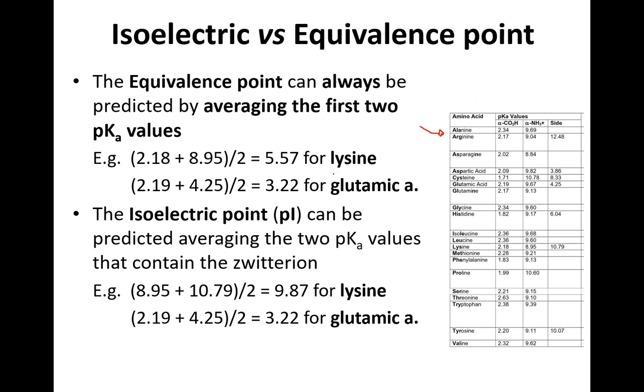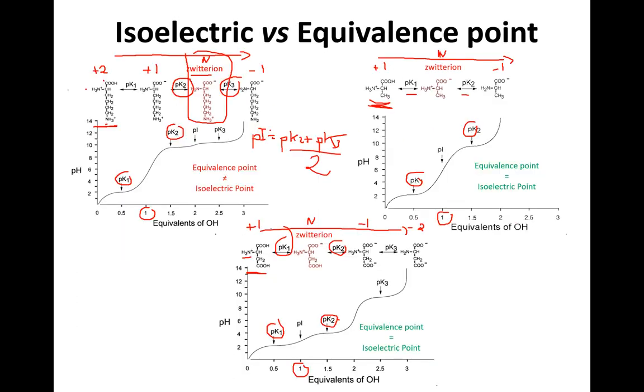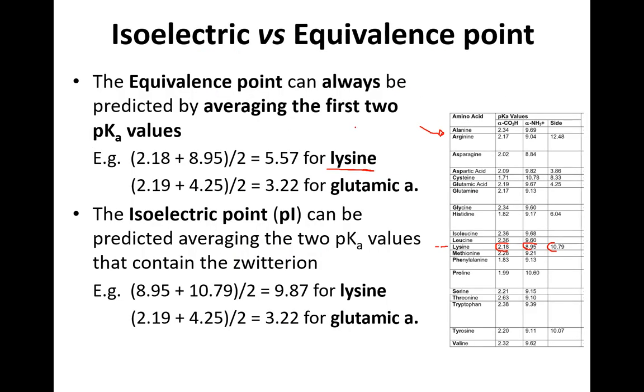So for example, here's lysine. The pK values of lysine right here, sorry, there are three of them: 2.18, 8.95, 10.79. We have seen during the titration before that it is between pK2 and pK3 that you have the zwitterion form, and therefore you would average these two values out for the isoelectric point.